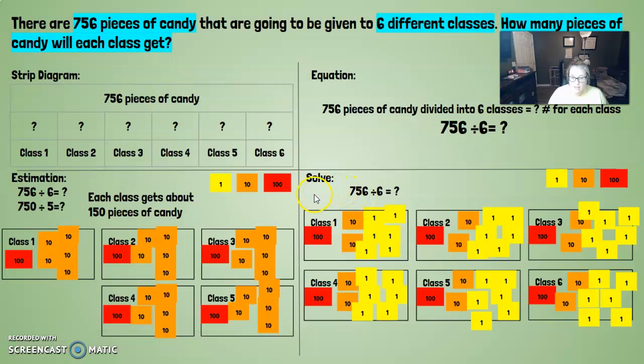Now remember, the way I get my answer is I count how many are in each class. So 100, 110, 120, 121, 122, 123, 124, 125, 126. So that means that each class gets 126 pieces of candy. Sorry, 126. There's no and, there's no decimal. Each class gets 126 pieces of candy. Now remember, I looked to see if that's a reasonable answer. I said my estimate was 150. Well, 150 and 126 are pretty close, so I know that it's a reasonable answer.